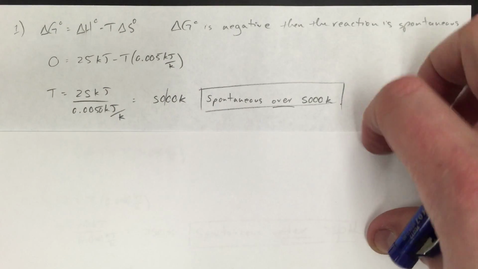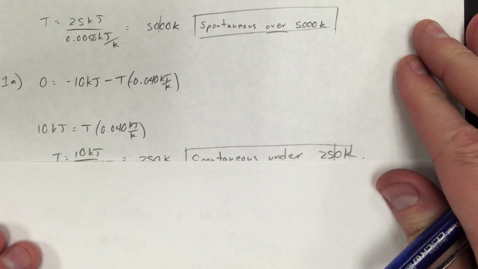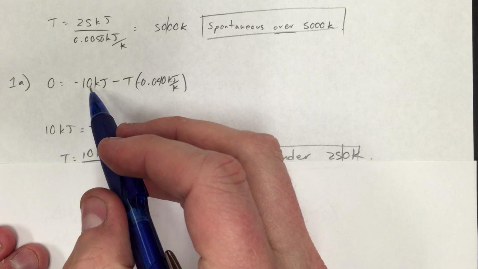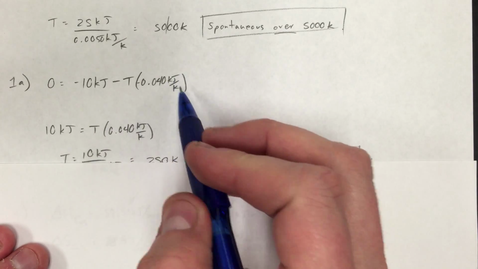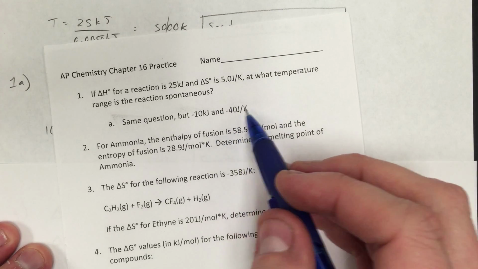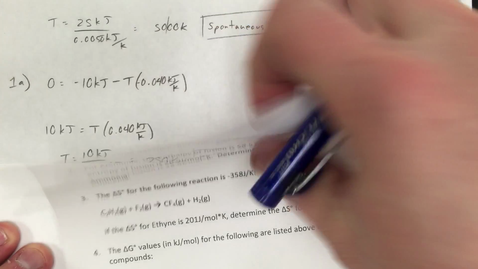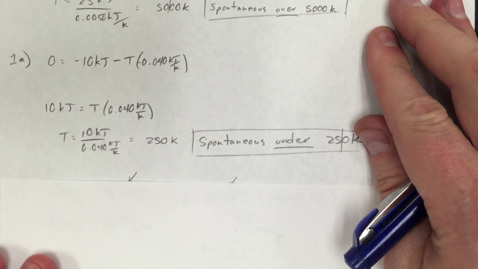All right, so the same thing for number 2. Number 2 is the exact same, only you're using different numbers. So we have the negative 10 kilojoules, and again we had to change the 40 joules per Kelvin to kilojoules from the second one. So we set it equal to 0, we solve for T, and T here was 250 Kelvin.